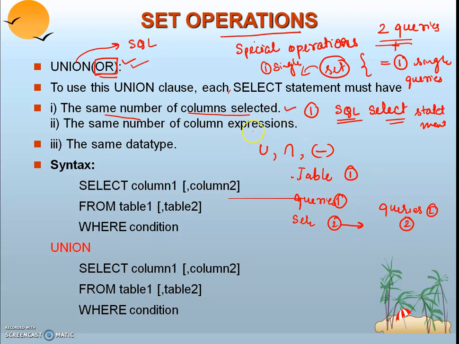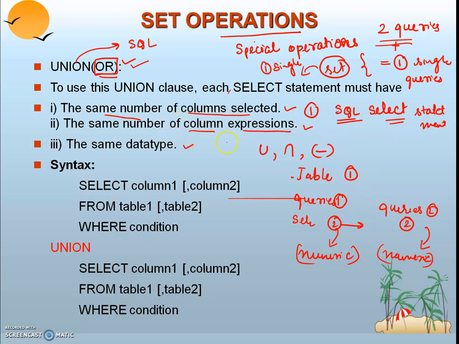The second condition is there should be the same number of column expressions. Next, the data type should be the same. So if my query is dealing with an attribute which handles numeric values, then my second query's attribute should also be of the same data type, that is numeric. Then only the set operations will work.